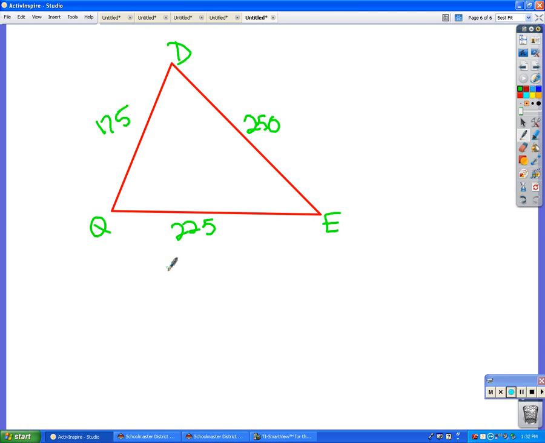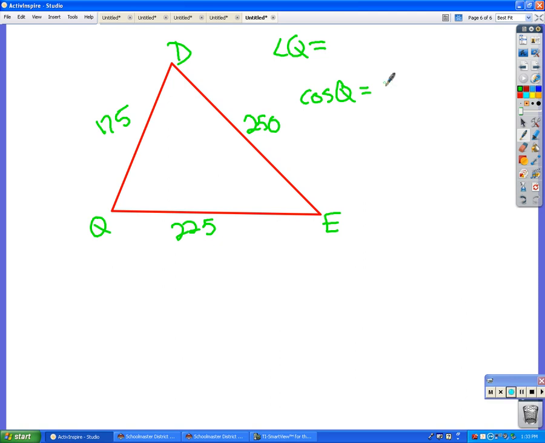Okay, so this time we want to find the measure of angle Q. So you ready? Okay, so I'm going to say the cosine of Q is going to equal, what side do I start with? It matters. 250. Yeah, because it's opposite the angle Q.